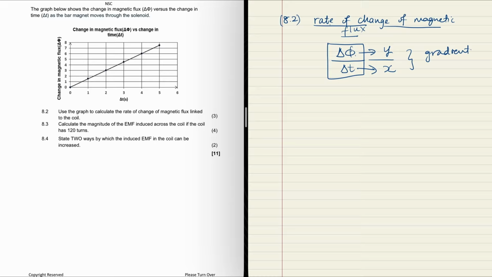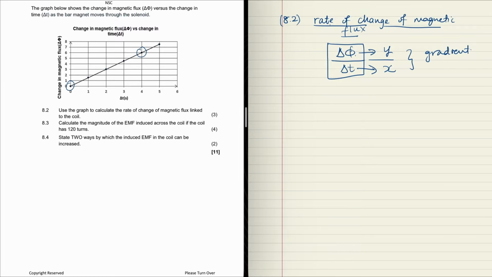So we pick 2 points here, and it doesn't really matter what points we pick. I'm going to go with the simplest ones. I'm going to go with 6 and 0. So gradient is going to equal 6 minus 0 divided by 4 minus 0, and that's equal to 1,5. Now rate of change of magnetic flux, so magnetic flux is measured in Wb or Weber, and then over time, so seconds to the power minus 1.